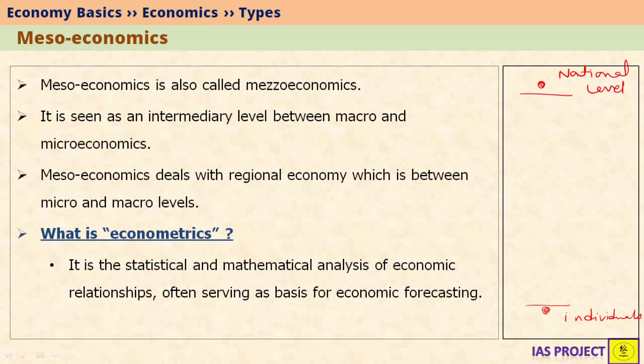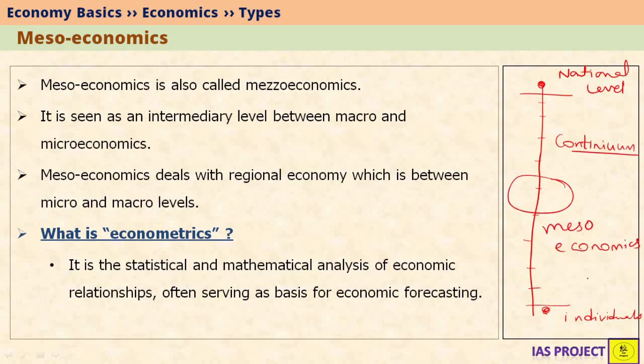It is very difficult to categorize any study in economics strictly into microeconomics or macroeconomics. So many economists imagine this not as a dichotomy but as a continuum, which means that studies in economics can be placed at different levels between microeconomics and macroeconomics. Mesoeconomics falls into this continuum. It lies between micro and macroeconomics. It is seen as an intermediary level, and deals with, for example, regional economy, which is between micro and macro levels.